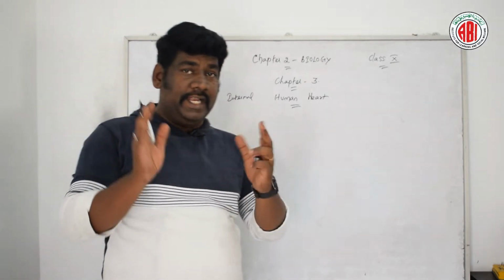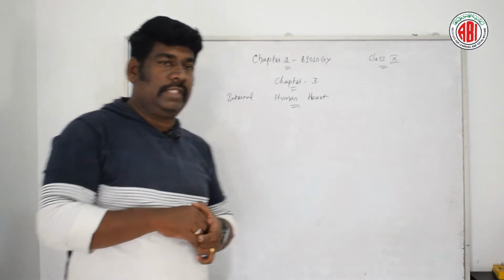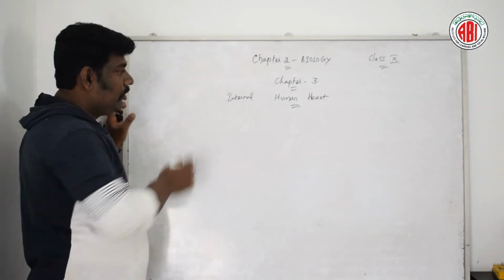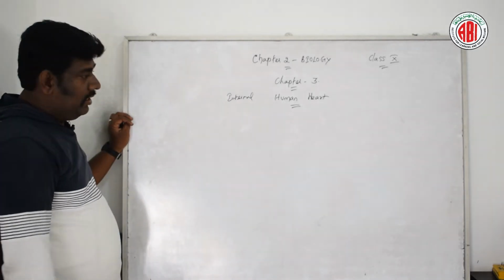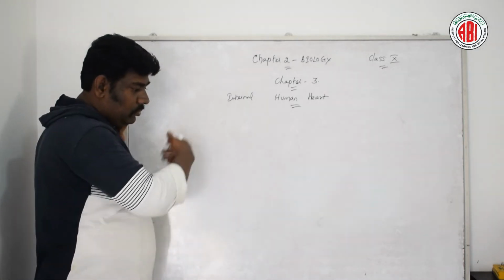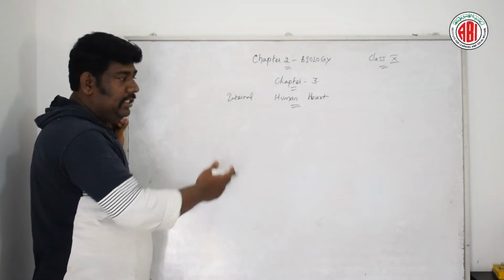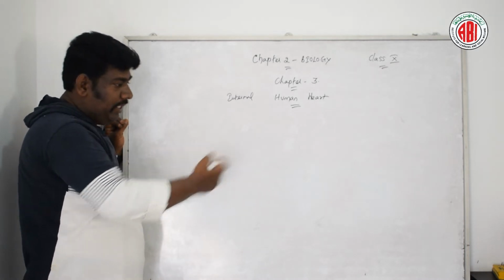So the human heart internal structure we are going to draw now. Okay, right. So the human heart internal structure. Just follow me on how to draw the human heart structure. Then later on we will be able to label the parts.